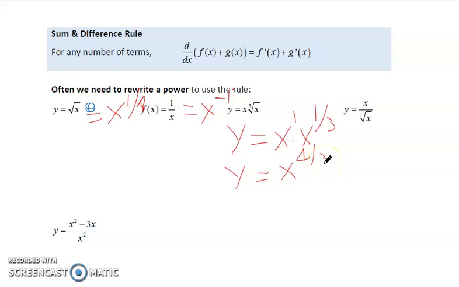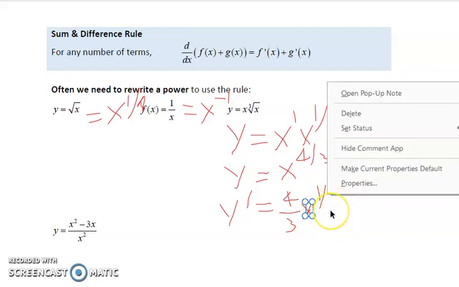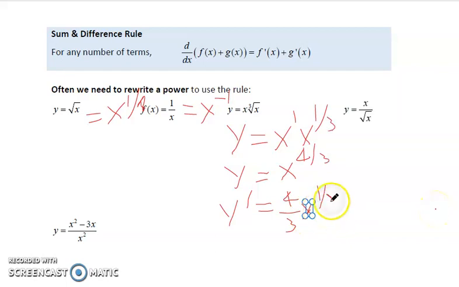And now you use your derivative there. So the derivative, y prime, would be 4 over 3 in front, x to the power of 4/3 subtract 1, which is x to the power of 1/3. Learning to use this pen is not the easiest thing.